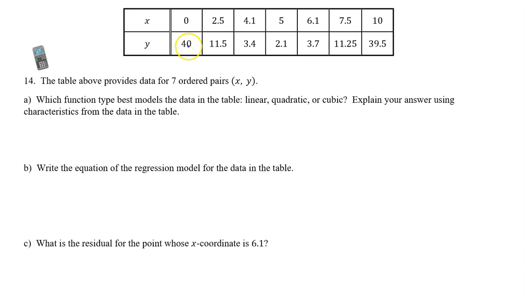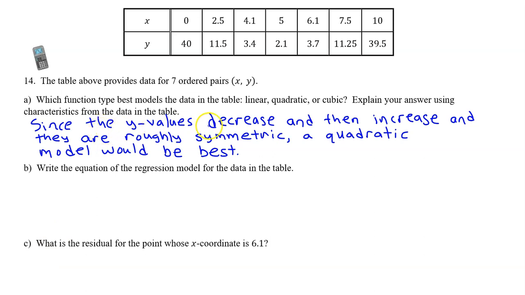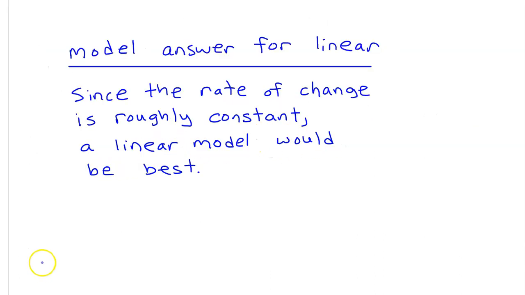Notice that the y values begin and end near 40, but in the middle they fall to a low of 2.1. So, since the y values decrease and then increase, and they are roughly symmetric, a quadratic model would be best. Here's a model answer for linear. Since the rate of change is roughly constant, a linear model would be best.